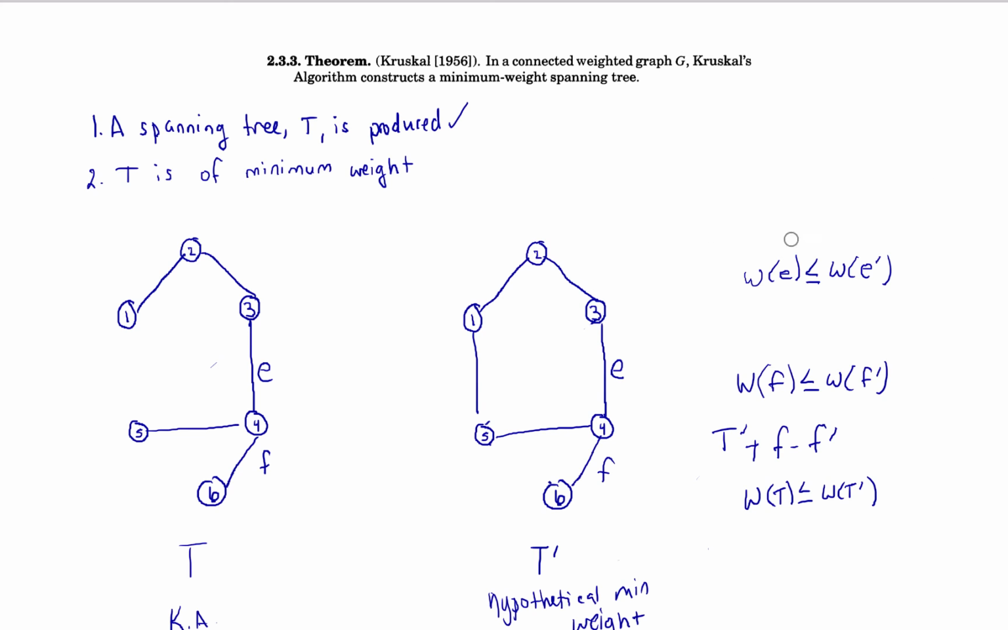So in that case, T prime would be equal to T. And because we've already said that T prime is our hypothetical min weight graph, we know that T in this case would also be a minimum weight spanning tree. And that does conclude our proof.